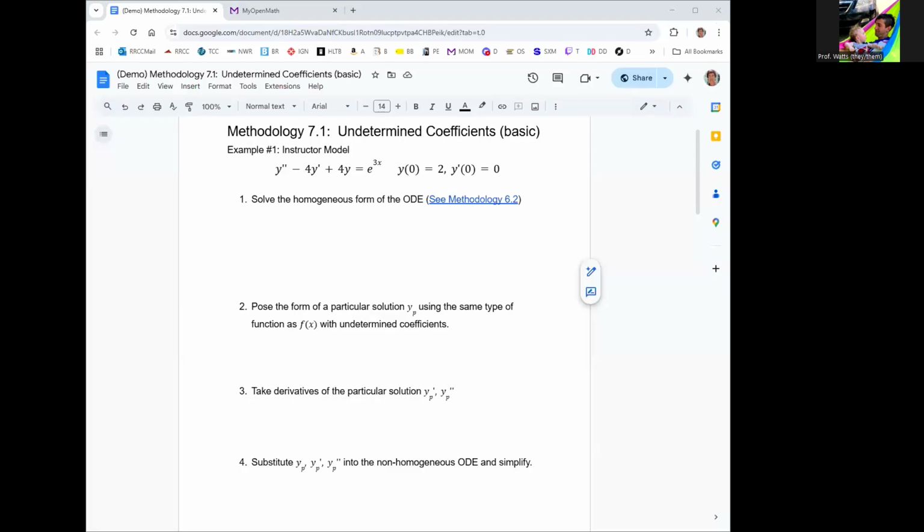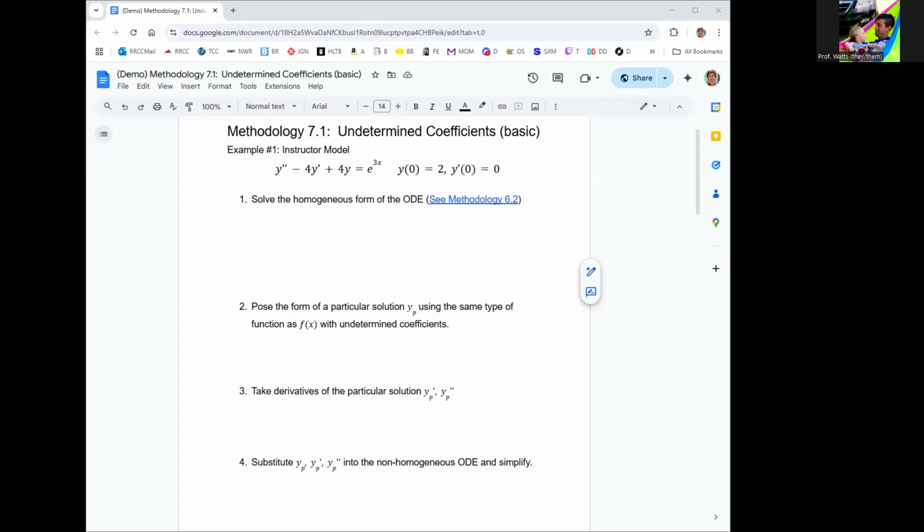Video for methodology 7.1, a basic form of undetermined coefficients. I've done a video on the undetermined coefficients method before, where I approached the more advanced version of it. I've now broken that into two separate methodologies, and that other one is methodology 7.2. I think you do want to see this one first, and sometimes just use this basic form, and then decide when you would use which version.